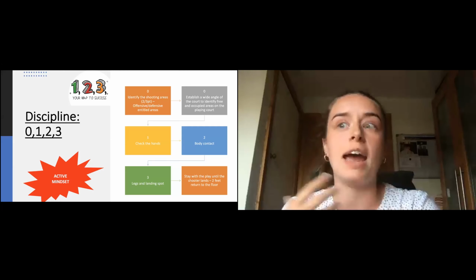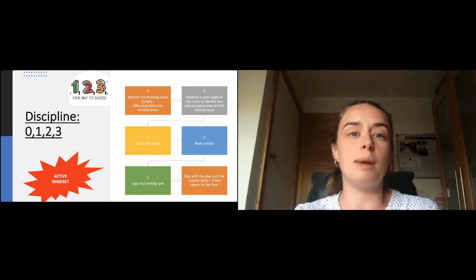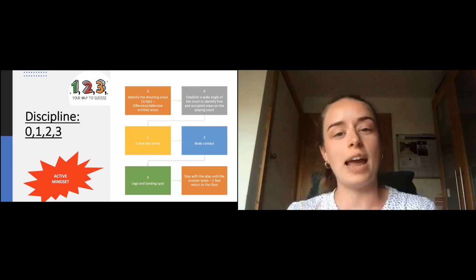hands, therefore affecting their shot for field goal? And also, are we checking, has the offensive player done anything with their hands in order to try and gain an advantage?